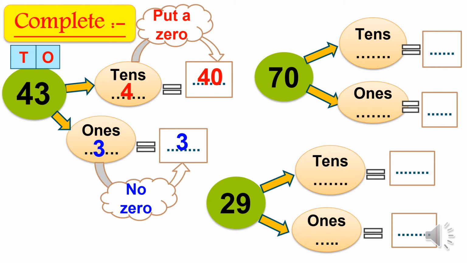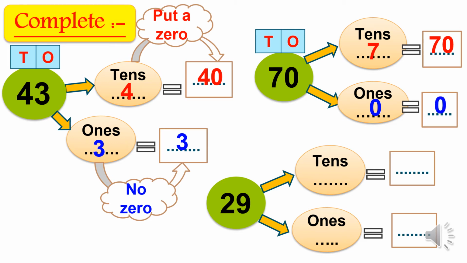Okay, we have here number 70. He asked me, in tens place, which number will I put? 7, and its value equals, as we said before, in tens we put a 0, so its value equals 70. Here in ones, which number will I put? 0, and its value equals 0.